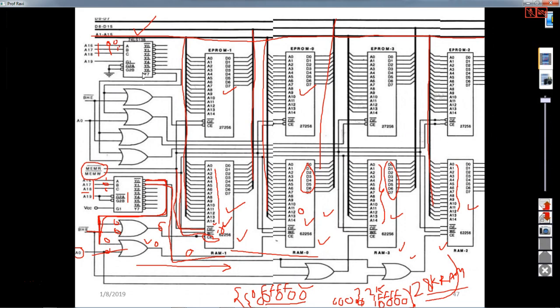Then in that case, Y6 is going to be selected. When it is 1, 1, 0, Y6 is selected. When it is 1, 1, 1, Y7 is selected. So Y6 is related to the lower bank, and Y6 should be connected along with A0 and BHE. Y7 is related to the higher address of the EEPROM. That is the only difference.